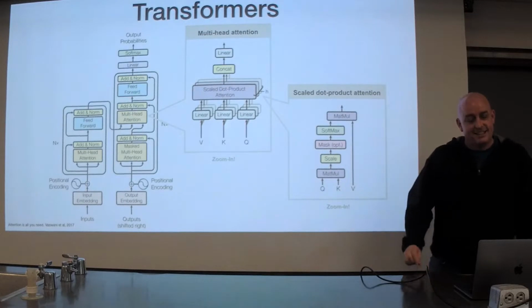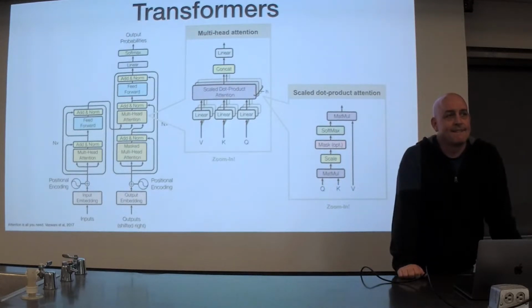A little follow up on that. With the values, keys, and queries, you have these weights that are multiplied by the inputs. Does it naturally just happen that they become values, keys, and queries, or are you initializing it in a certain way?